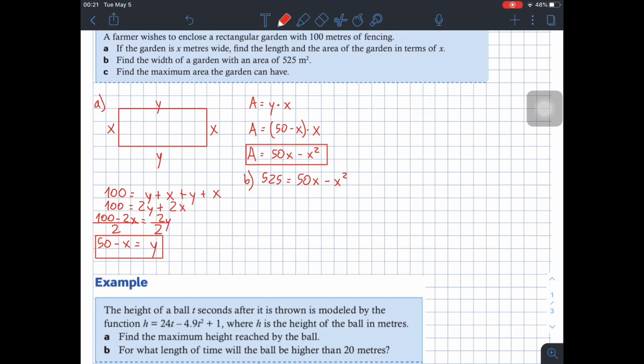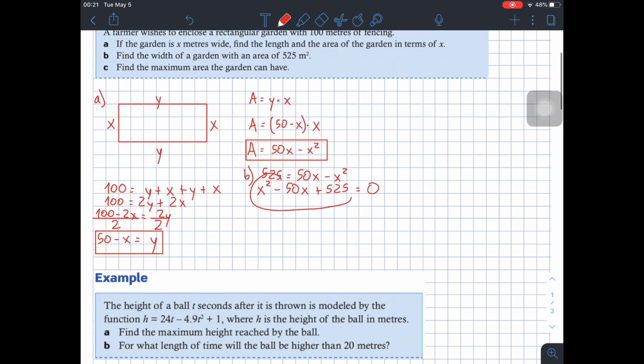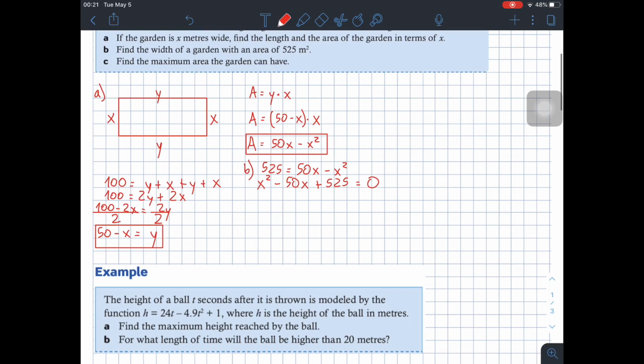If I take all of the terms to this side, we will have x squared minus 50x plus 525 equals 0. And then we can solve this using any of the tools we have. We can do by factorization, we could do by completing the square, we could do by applying the quadratic formula, or using the GDC. Okay, in order to save some time, I'm gonna solve this using GDC. You already know how to do this, so I'm not gonna show you this anymore.